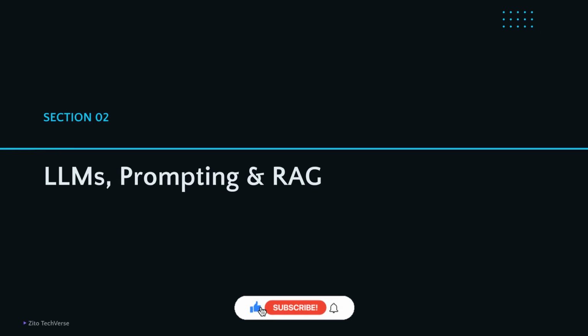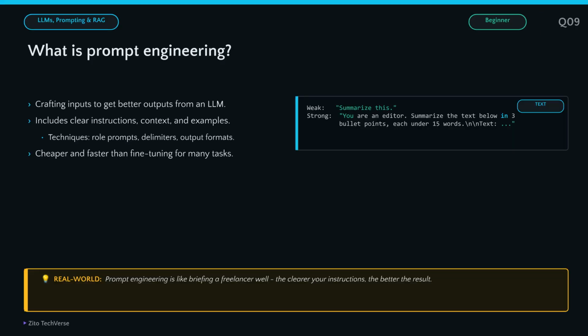Section 2. LLMs, Prompting, and RAG. Question 9. What is prompt engineering? It's the art of crafting precise inputs, using instructions, context, and examples to optimize model performance. It is often a faster, more cost-effective alternative to full model training for specific tasks.